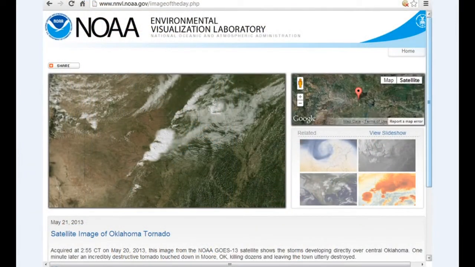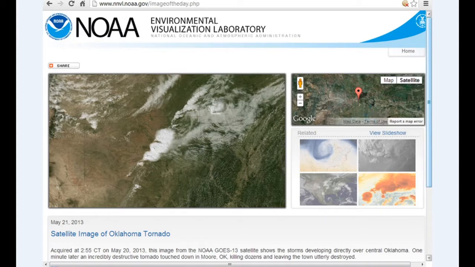So many of you have come to me and said, please tell us what you know about the tornadoes that took place on May 20th in Oklahoma. What I have found is so compelling that I cannot help but share it.